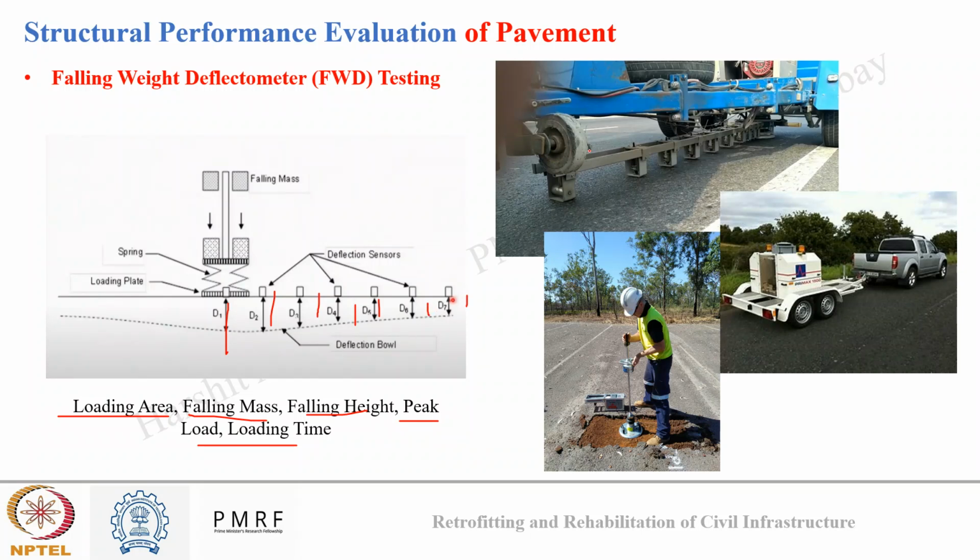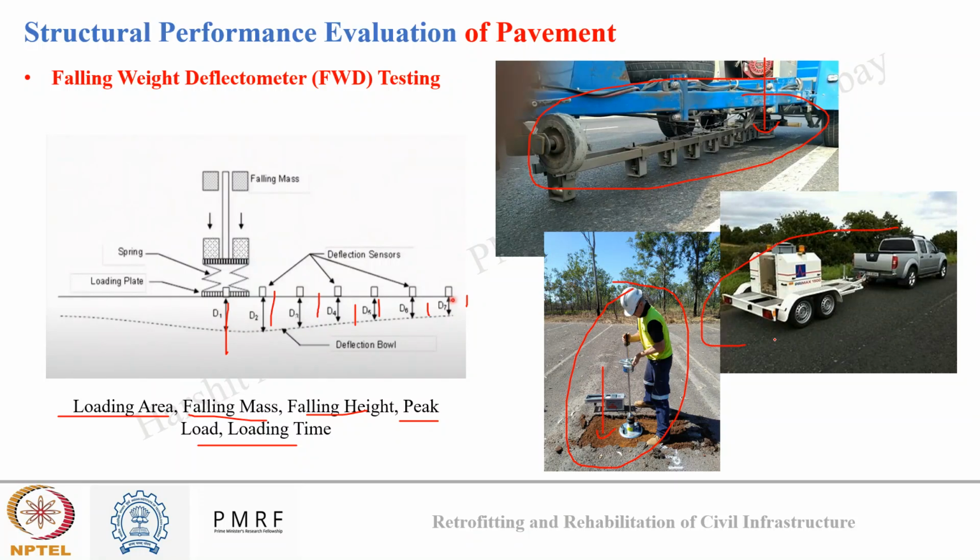The same can be seen in the figure also for applications. Here you can see different displacement sensors are placed at different locations from this falling mass. Here also you can see only at one location they are performing the FWD testing. There is only one displacement sensor.